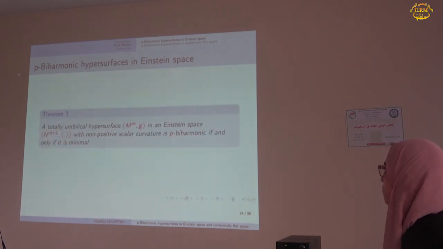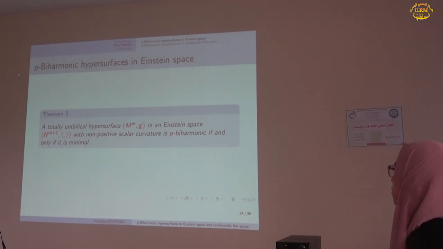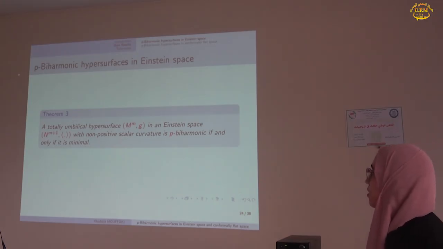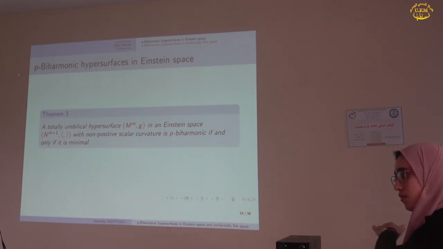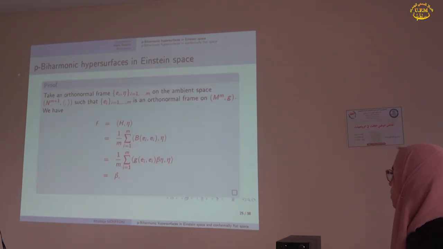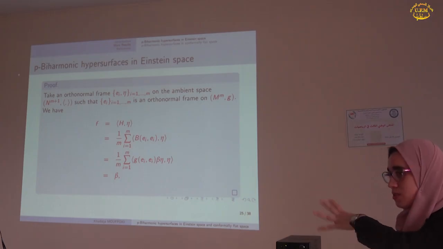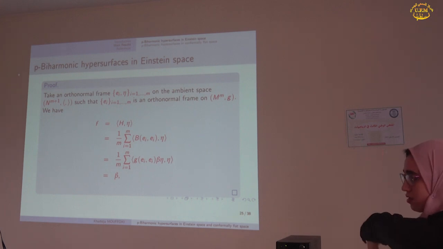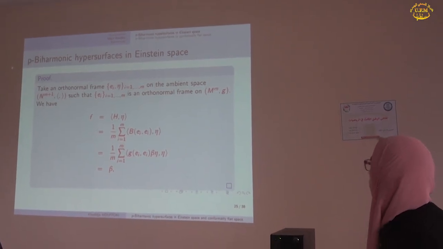A totally umbilical hypersurface M in an Einstein space N with non-positive scalar curvature is P-biharmonic if and only if it is minimal, that is F equals 0. Minimal means H equals 0; we have H equals F eta, so F equals 0. Here take an orthonormal frame e_i, eta, where e_i is a frame in the tangent space and eta is normal, on the ambient space, such that e_i is an orthonormal frame on M, we have.